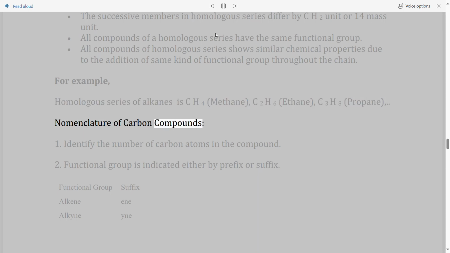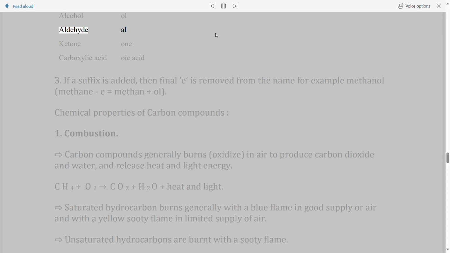Nomenclature of carbon compounds. 1. Identify the number of carbon atoms in the compound. 2. The functional group is indicated either by a prefix or a suffix. Functional group suffix: alkene, ene; alkyne, yne; alcohol, ol; aldehyde, al; ketone, one; carboxylic acid, oic acid. 3. If a suffix is added, then the final e is removed from the name. For example, methanol: methane, e is removed, equals methan plus ol.